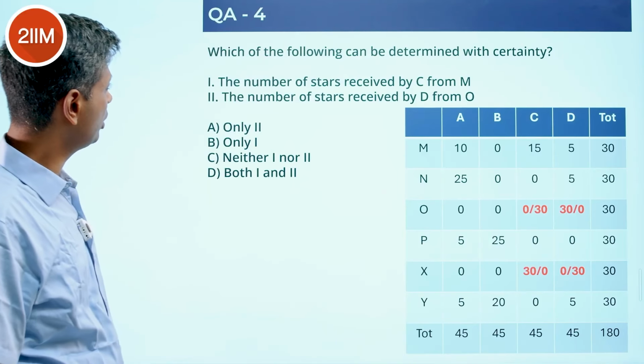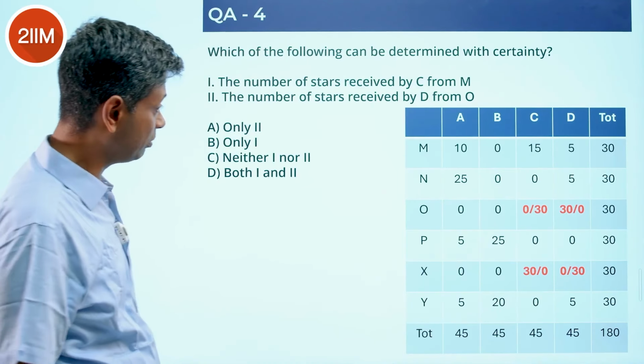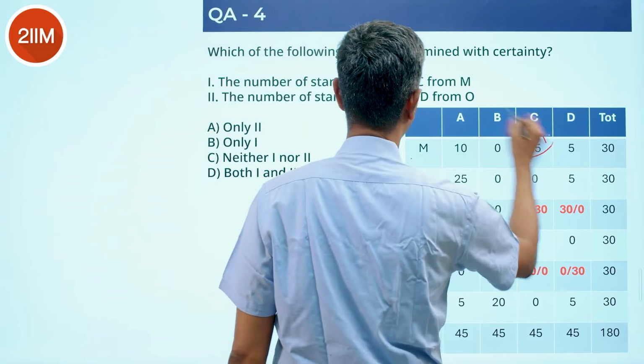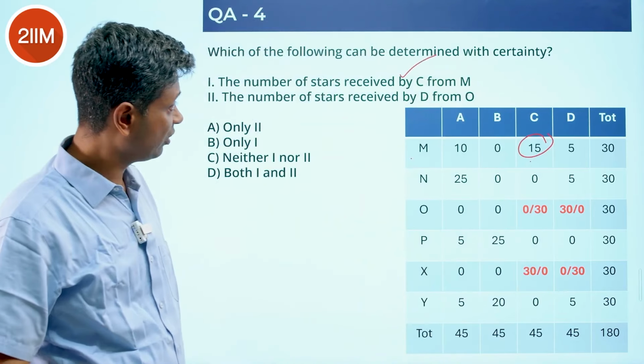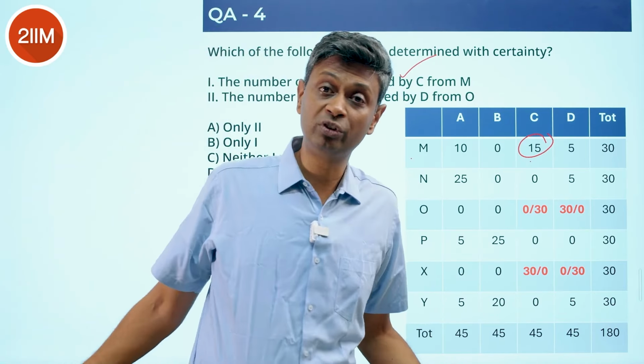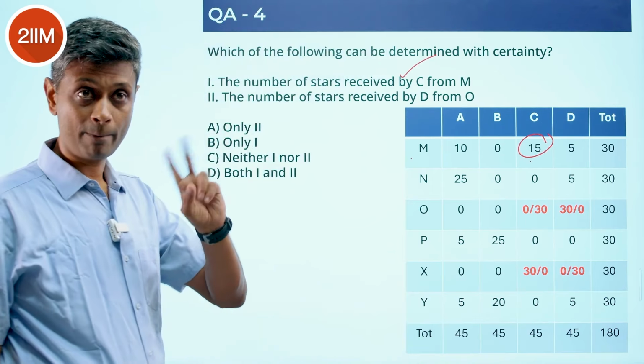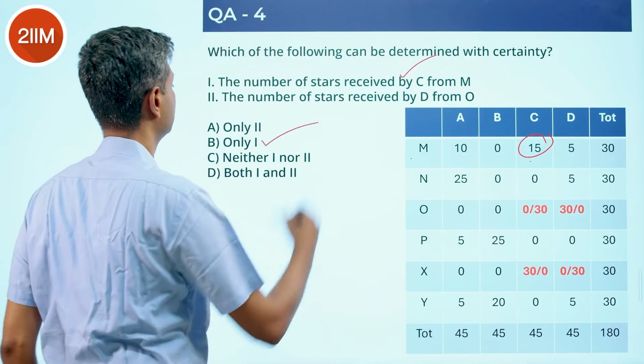Which of the following can be determined with certainty? The number of stars received by C from M. 15, yes. The number of stars received by D from O. No, we cannot say. It could be 0, it could be 30. 1, yes, but not 2. Only 1. Done.